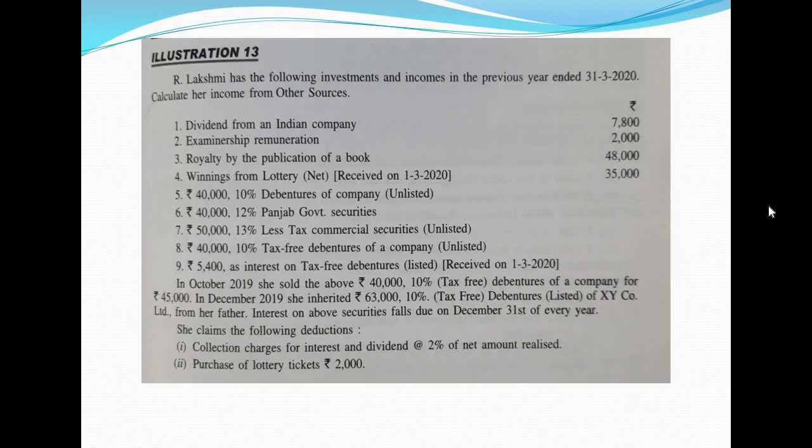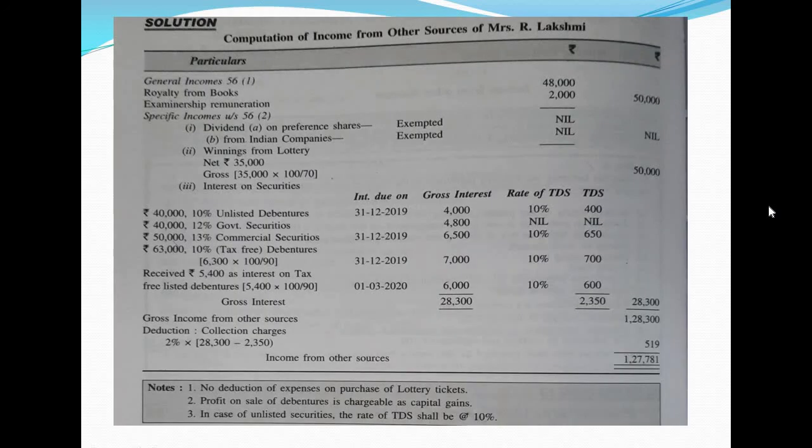It says rupees 5,400 as interest on tax-free debentures. Remember, as I've told you, in the case of tax-free security, whether the face value is given or the interest received has been given, you always have to gross it up. In this case, the amount of 5,400 is the net interest, so you have to gross it up, and the TDS here is 10%. So to gross it up, we'll have 5,400 into 100 divided by 90. This 90 is 100 minus 10, that is the rate of tax. After calculating, you'll get 6,000. Since the TDS is 10%, 10% of 6,000 will get 600.